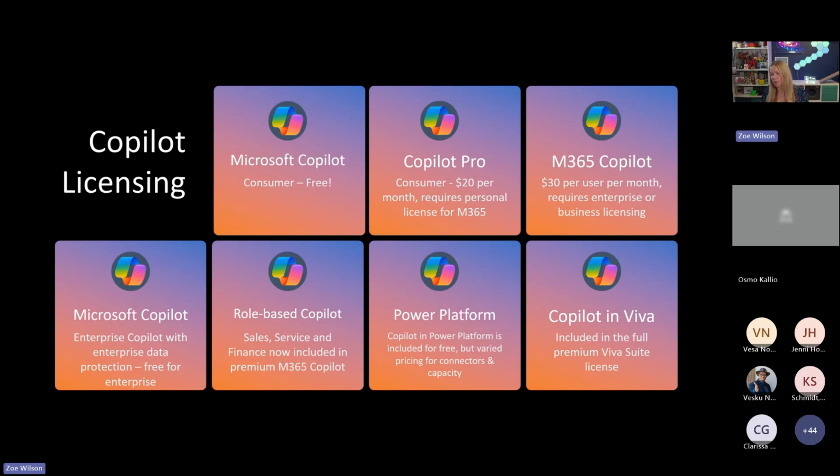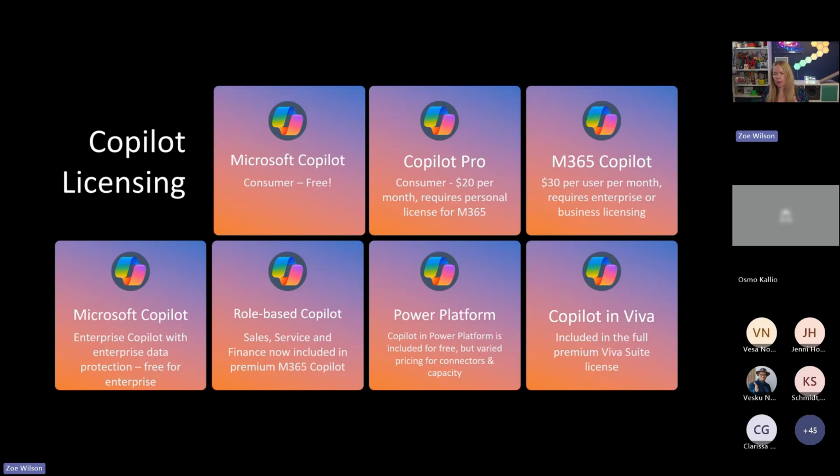And one of the changes that was made recently, which I think is quite interesting, is the role-based Copilots. So sales, service, and finance have all now been included in that premium M365 Copilot license. And previously, this required an add-on. I think it was an additional $20 per user per month. And to me, this is really interesting because what Microsoft are doing is essentially bundling more value into that core license and making it easier for people to leverage what's specific to their role.